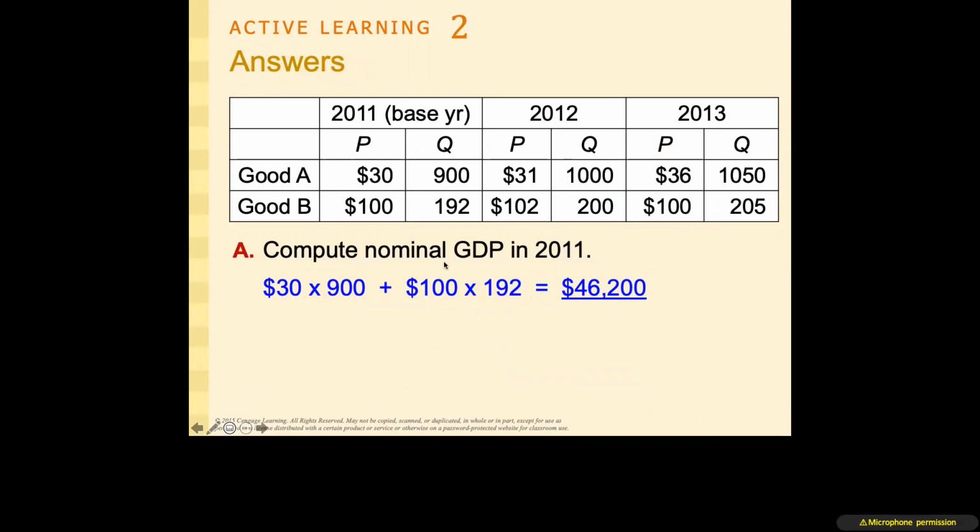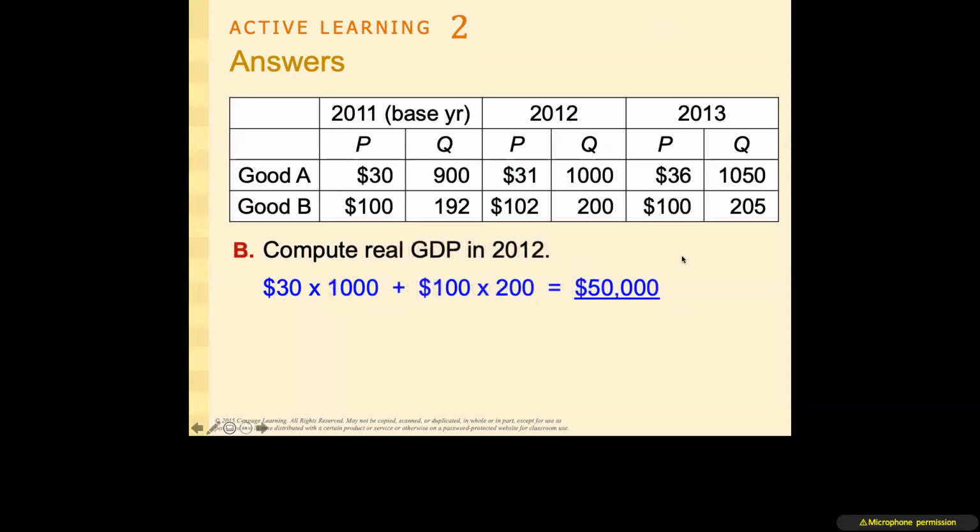So to calculate the nominal GDP in 2011, you're going to take the prices for 2011. It's nominal, so I just do it right now. I don't need to worry about base years. So here's 30 times 900, 100 times 192. There you go, there's the GDP. So far so good, if I read the chart correctly.